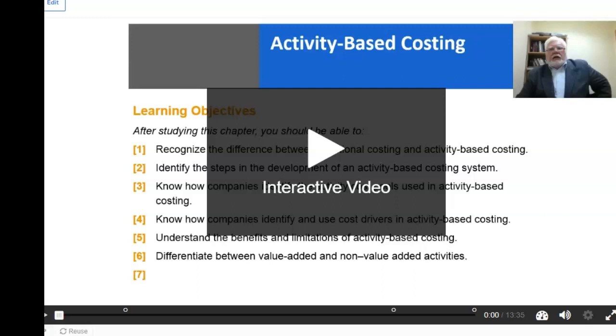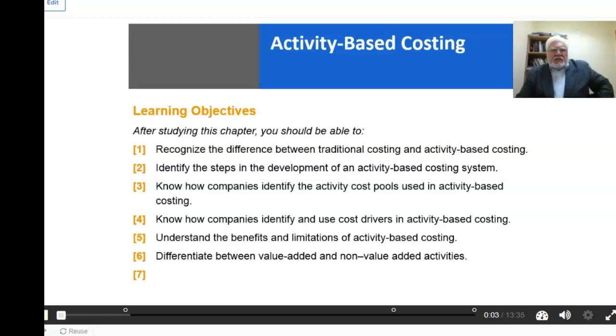This video lecture is about activity-based costing. Now, you understood how we do job costing. That's the way we were doing cost accounting for a number of years. Activity-based costing is relatively new, in the last 15 or 20 years. So our first learning objective here is to understand the difference between traditional costing and activity-based costing.